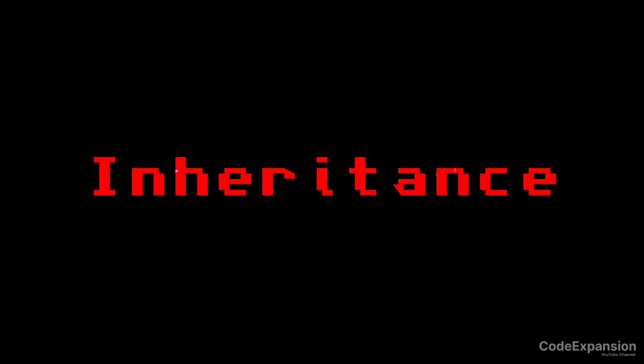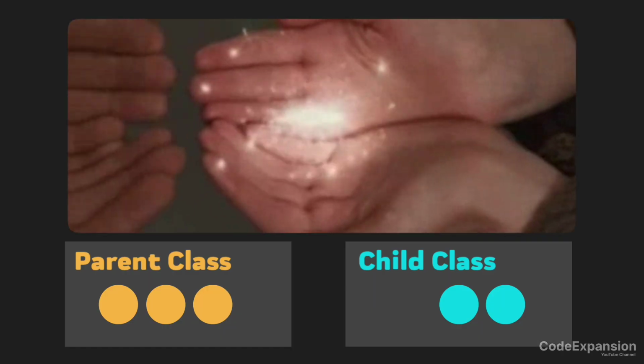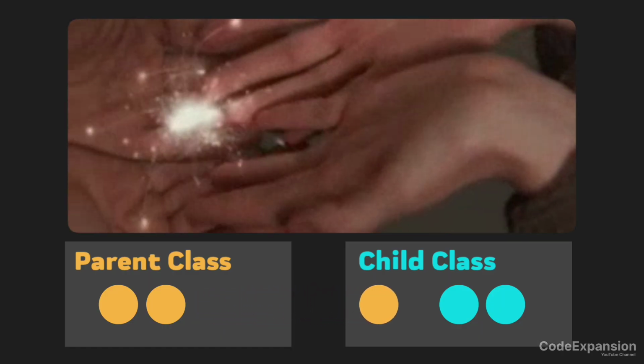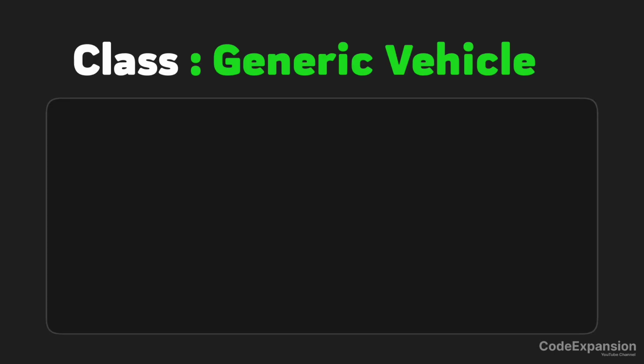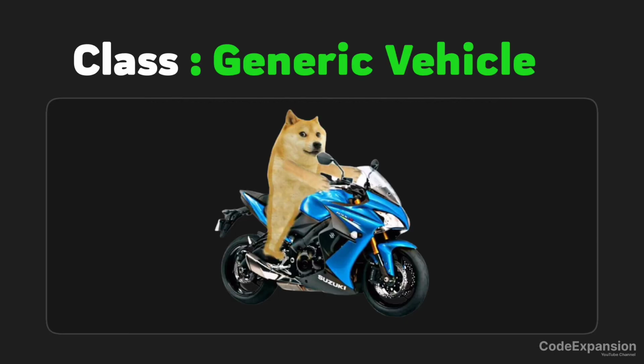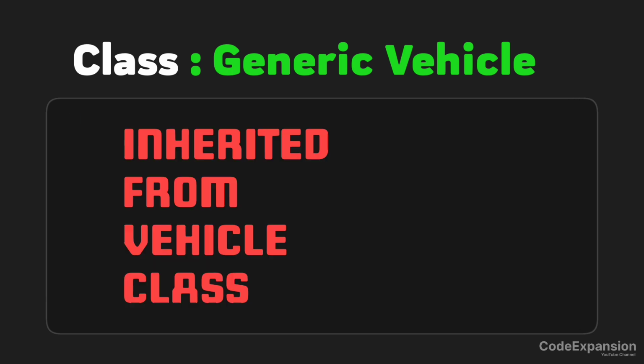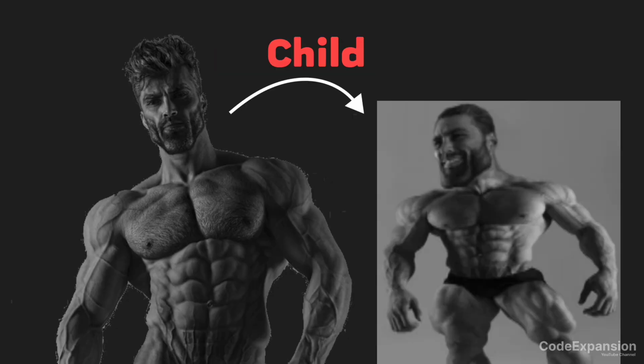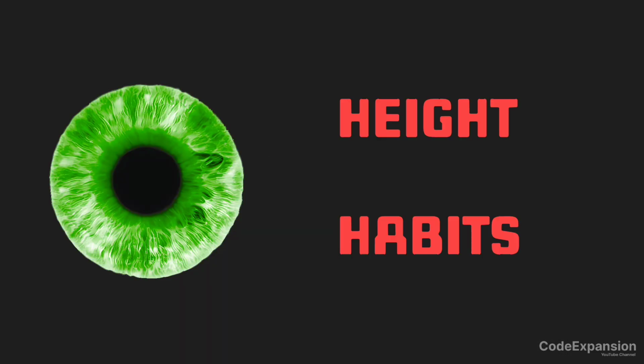Second is inheritance. Inheritance allows one class to pass its properties and methods to another. Let's say we have a class for a generic vehicle. Instead of rewriting code for cars, bikes, and trucks, we can just inherit from the vehicle class. For example, a parent-child relationship. Parents pass on their traits like eye color, height, or even habits to their kids.